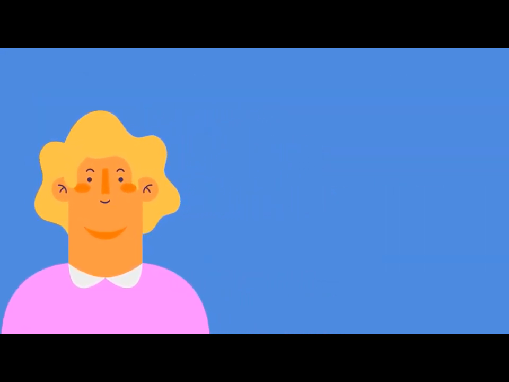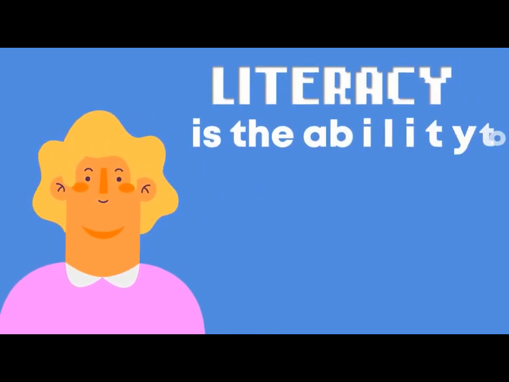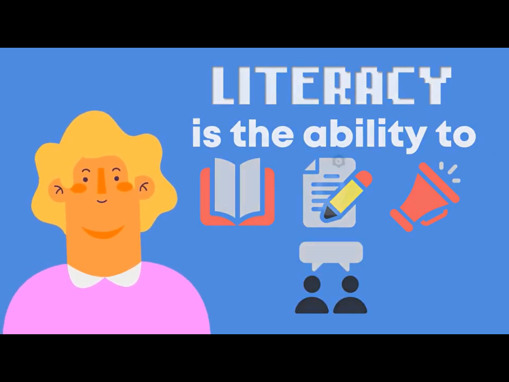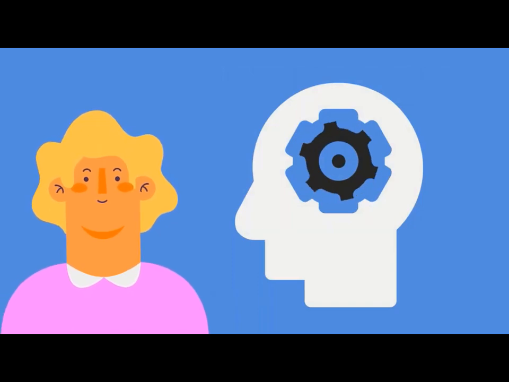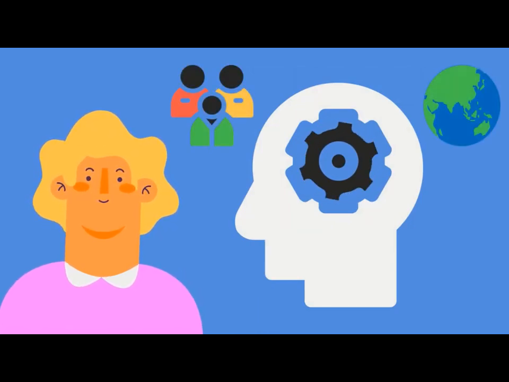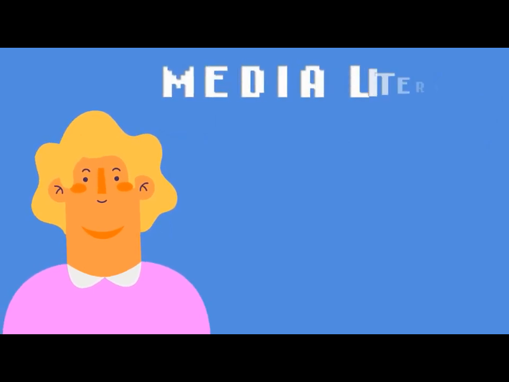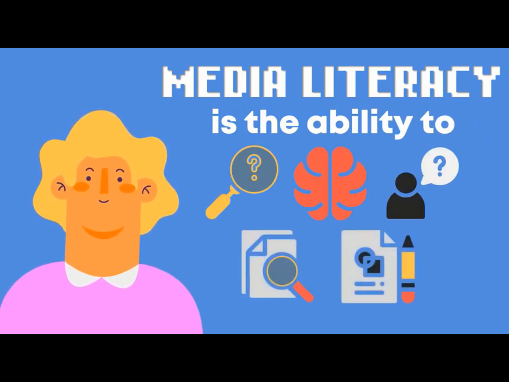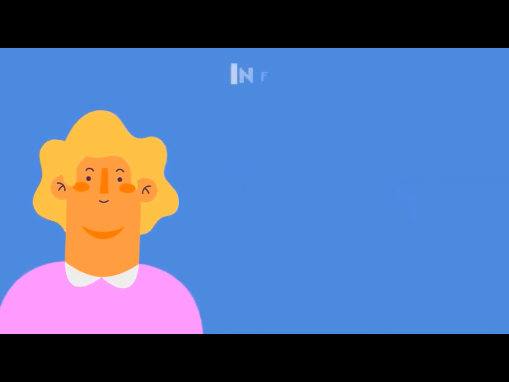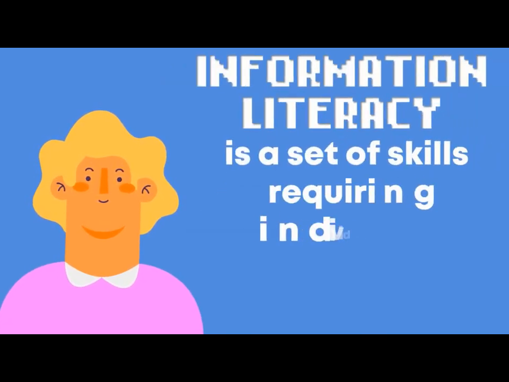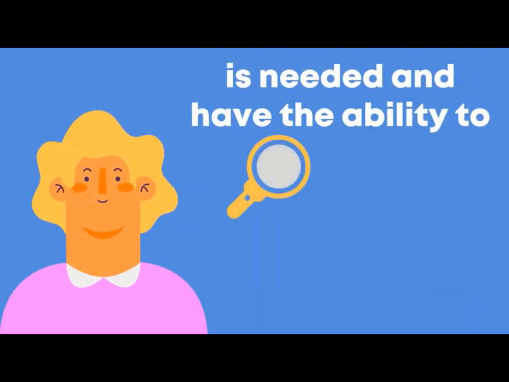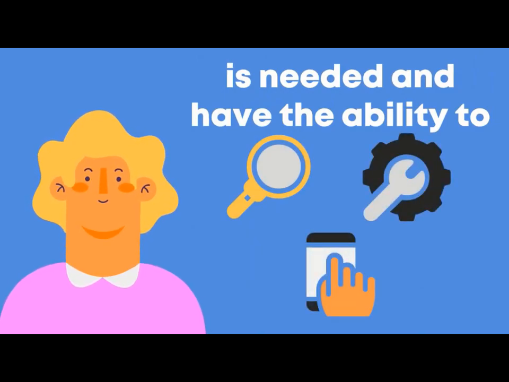Let's start by defining the important terms. Literacy is the ability to read, write, speak, and listen in a way to communicate effectively and develop one's thinking and learning for the purpose of understanding oneself and the world. Media literacy is the ability to identify, understand, interpret, analyze, create, and communicate using a variety of media forms. Information literacy is a set of skills requiring individuals to recognize when information is needed and have the ability to locate, evaluate, and use effectively the needed information.